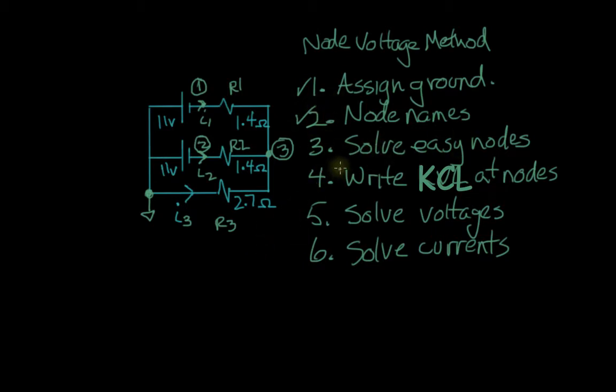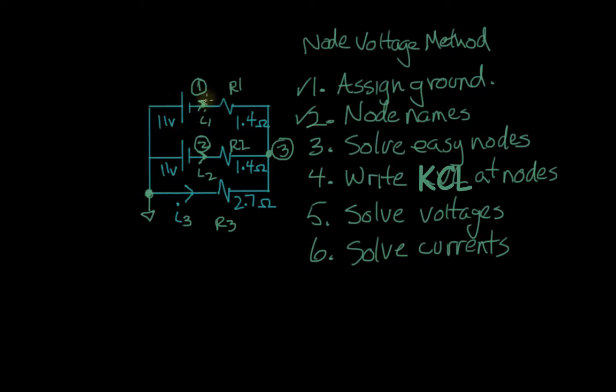Okay, step 3 is solve for the easy nodes. An easy node in the node voltage method is a node that you have a voltage source connected directly to the reference. In this case, we have two of those. We have two easy nodes. Number 1 and number 2 are easy. And the reason is that this one's connected to a battery to number 2, and this one's connected from the reference through this battery to number 1.